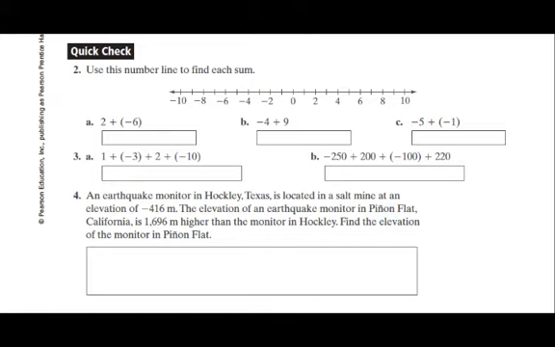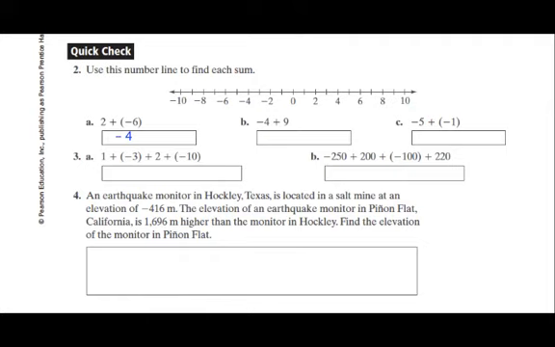Now we'll do some more examples. Take a look at quick check number 2, letter A. We have 2 plus -6. We don't have same signs, we have different signs. So we know we're going to subtract the numbers. We have more negatives, so we know our answer is going to be negative. The difference between 2 and 6, well, 6 minus 2 is 4, so our final answer is -4.